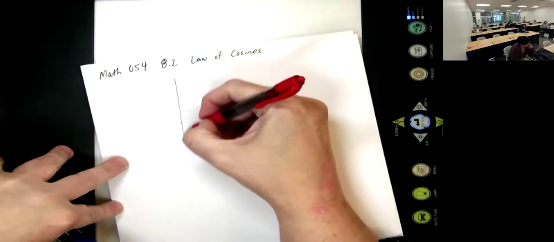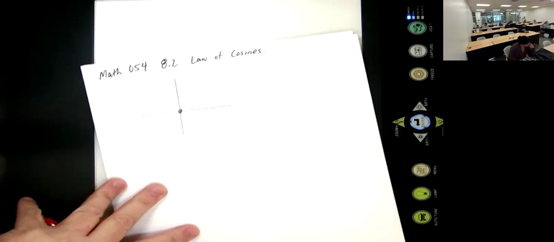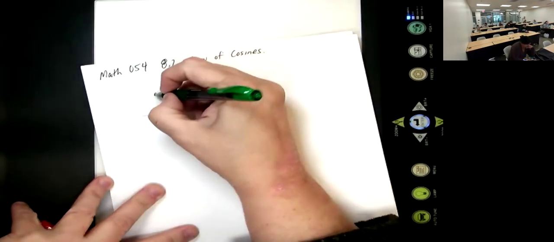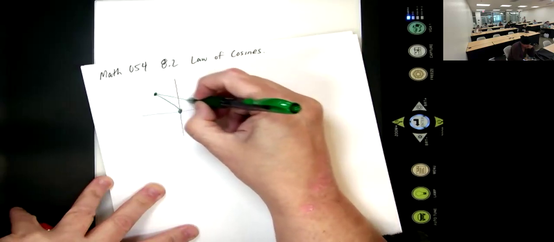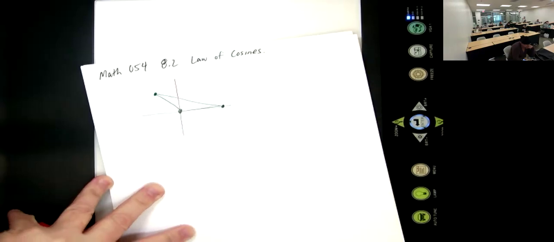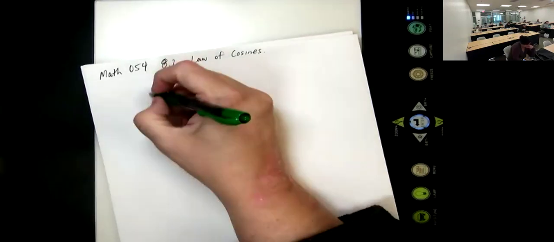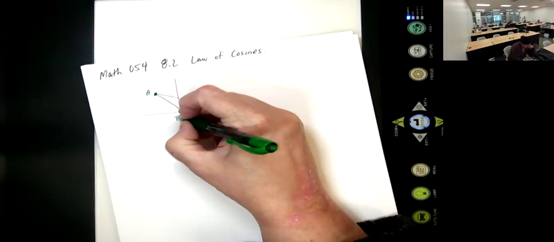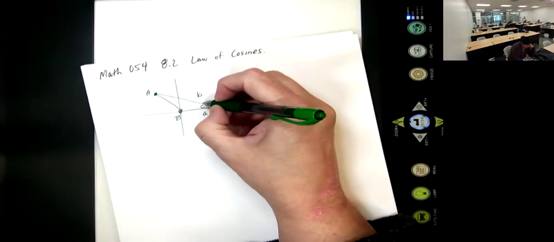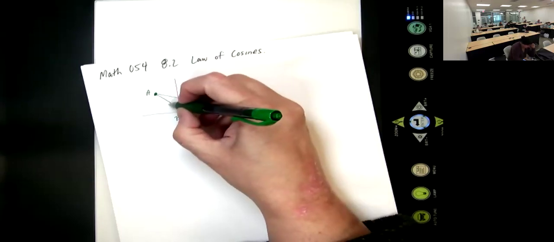I'm going to show you how to derive the law of cosines. So let's set up a coordinate system where we're going to make a triangle where one of the points is at the origin. We'll put another point out here and another point over here. This will be angle A, that'll be side A. Angle B, side B. And angle C, side C.